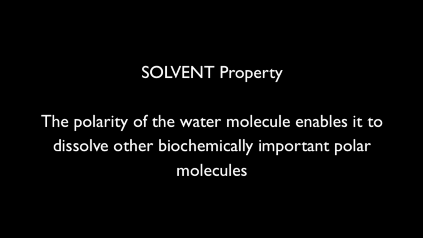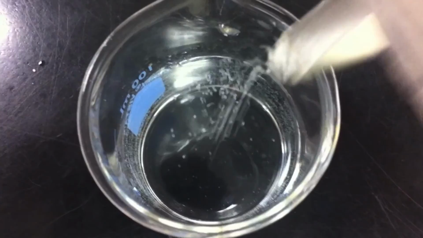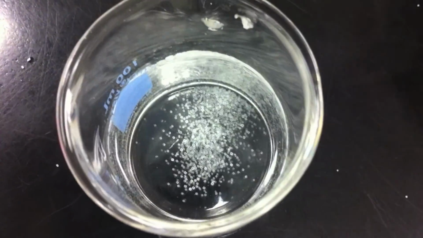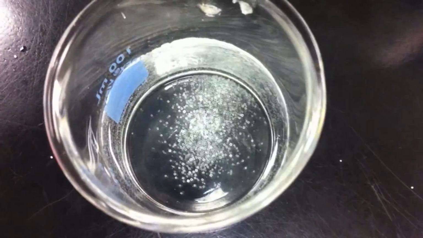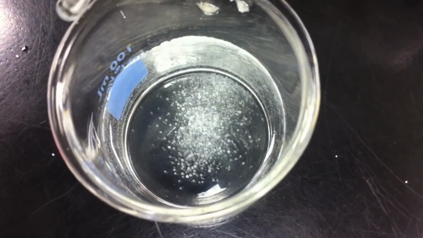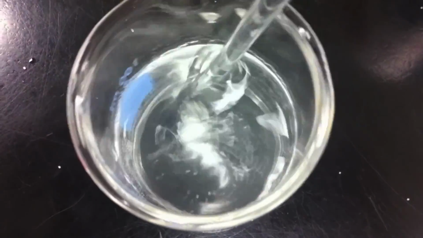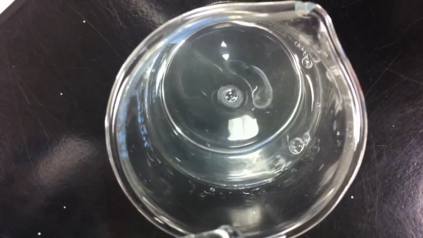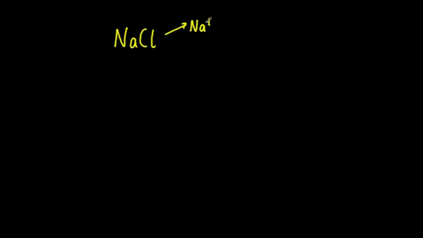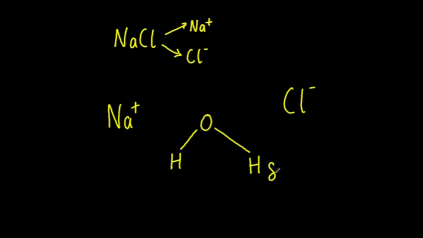As a result of the polarity we just discussed, water is an excellent solvent of other polar molecules. A solvent is a substance that dissolves a solute, where the solute is a chemically different solid, liquid, or gas. In this simple demonstration, I'm dissolving salt, NaCl, which would be the solute, in water, which is the solvent. The salt, NaCl, is made up of the ions Na+ and Cl-. It dissolves in the water because the Cl- is attracted to the slightly positive hydrogen ion, while the Na+ is attracted to the slightly negative oxygen ion.